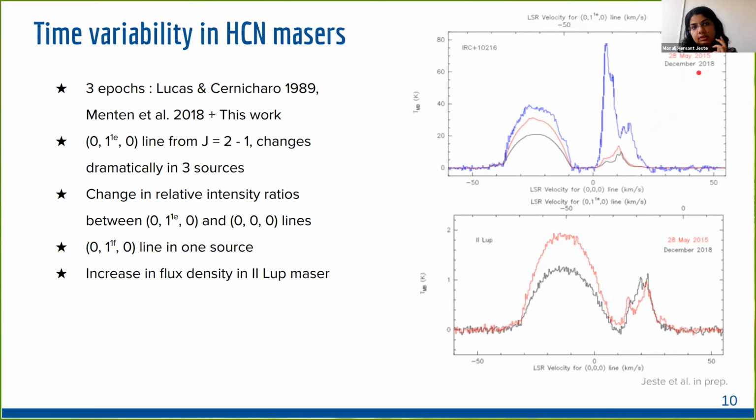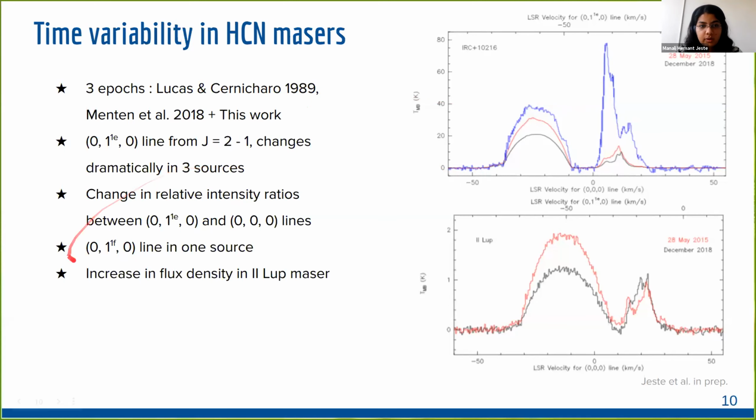So you can see that the lines are going through a dramatic change, not just in the ground state, but also in the maser line. It not only changes the velocity peak, but also the shape of the line. And this is seen in 3 of our sources, for which we have the data to compare across different epochs.